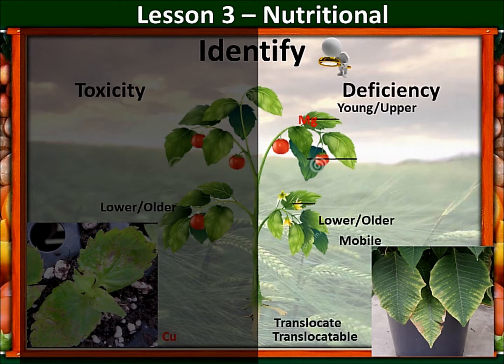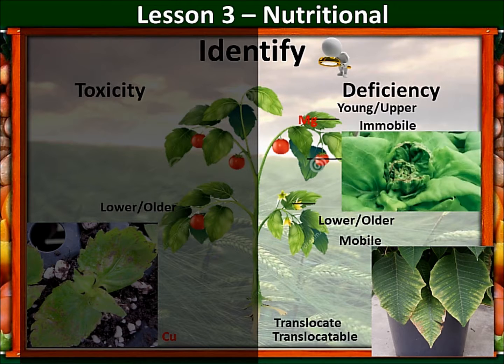inside of the plant, ok? If a nutrient is not translocatable, significa que ele é imóvel. Como é que eu digo imóvel? Immobile. Mobile, móvel. Immobile, imóvel. Qual que é o exemplo clássico de nutriente que não é móvel na planta?